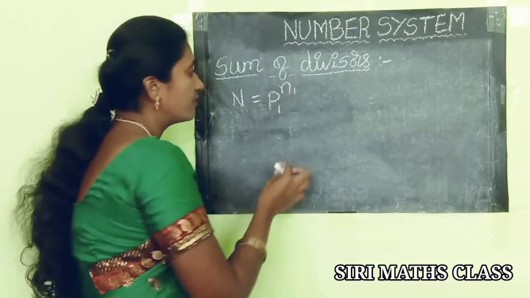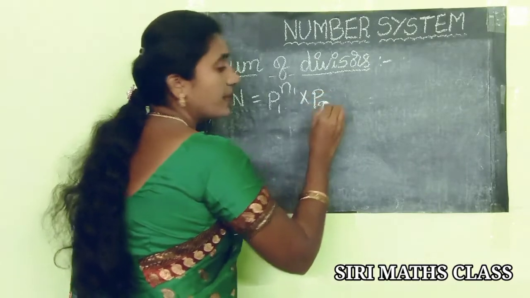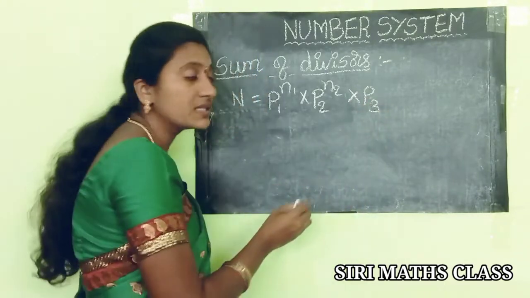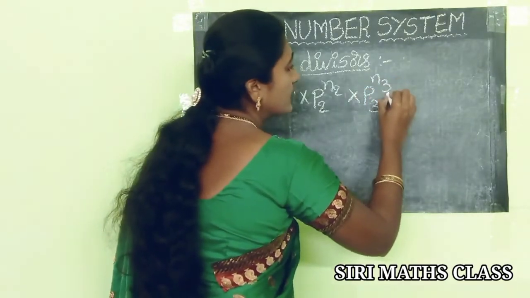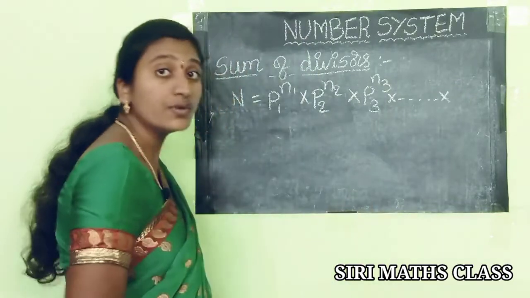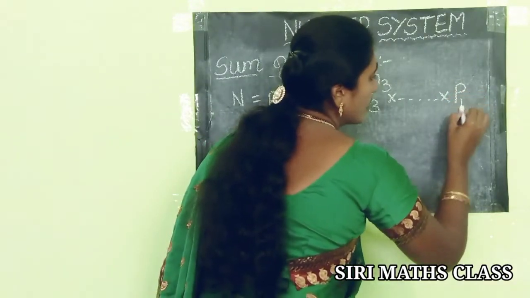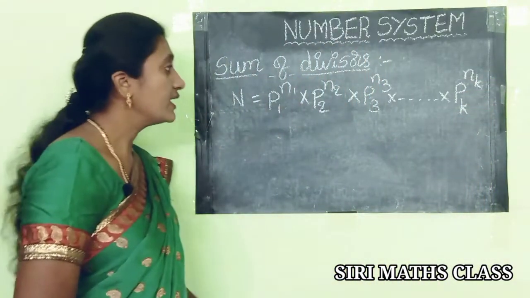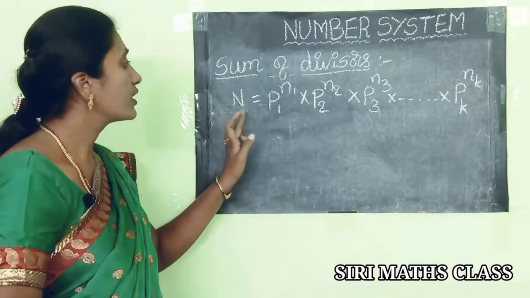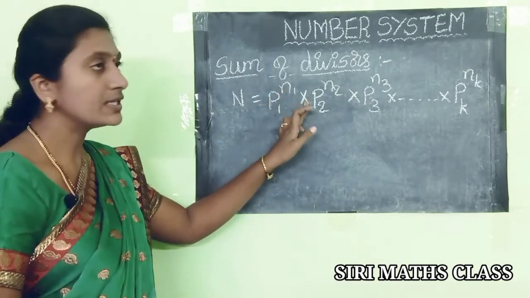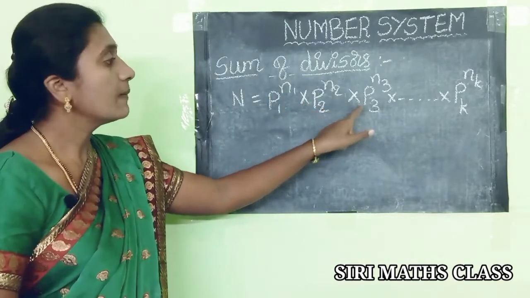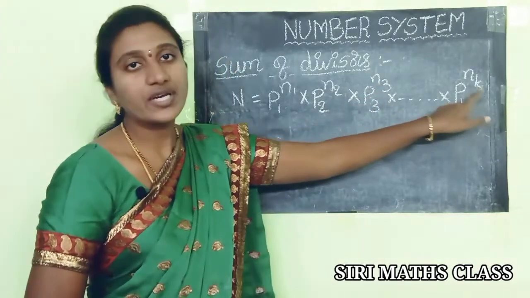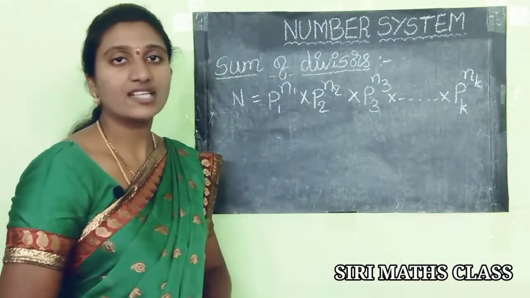n equals P1 to the power of n1 into P2 to the power of n2 into P3 to the power of n3 into, and so on, into Pk to the power of nk. This is the standard form of n. This is the standard form of a given natural number.